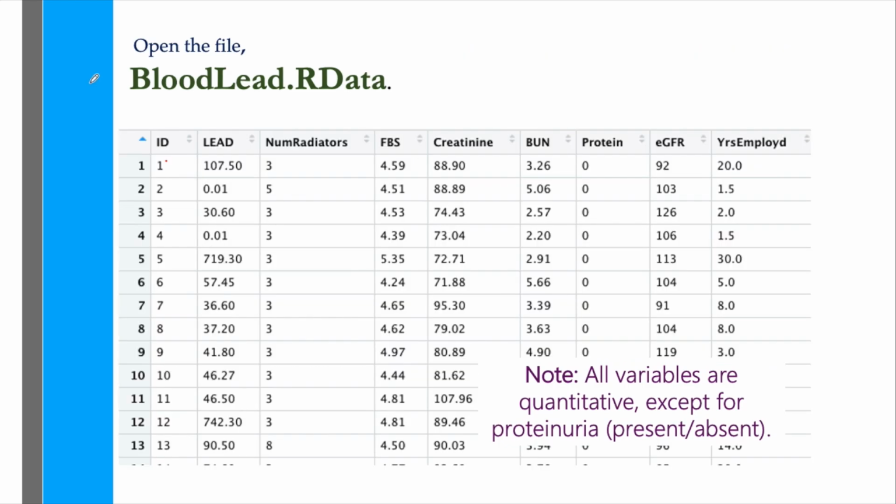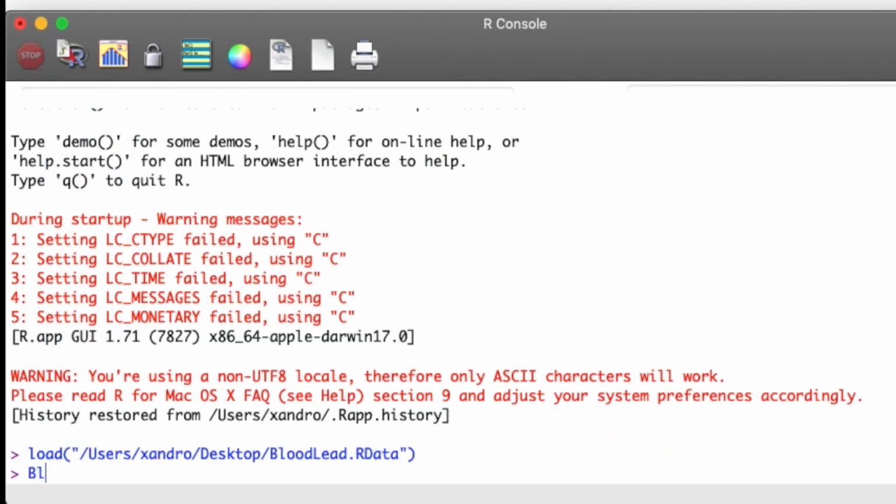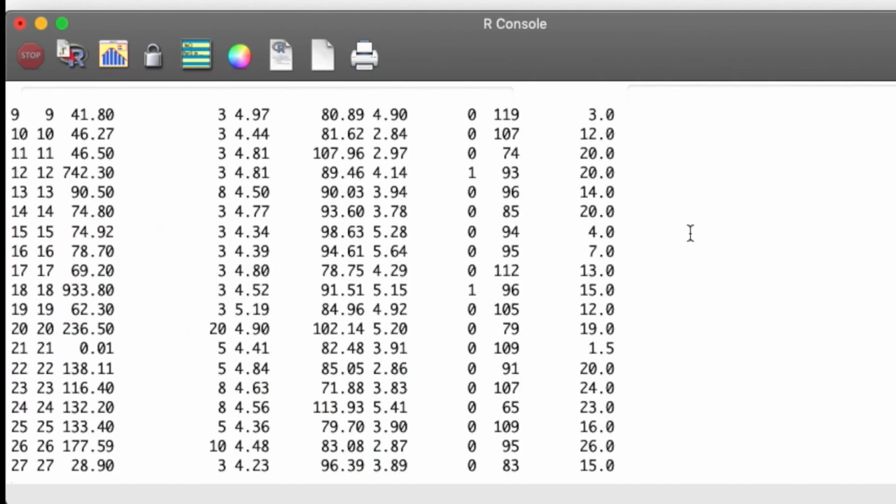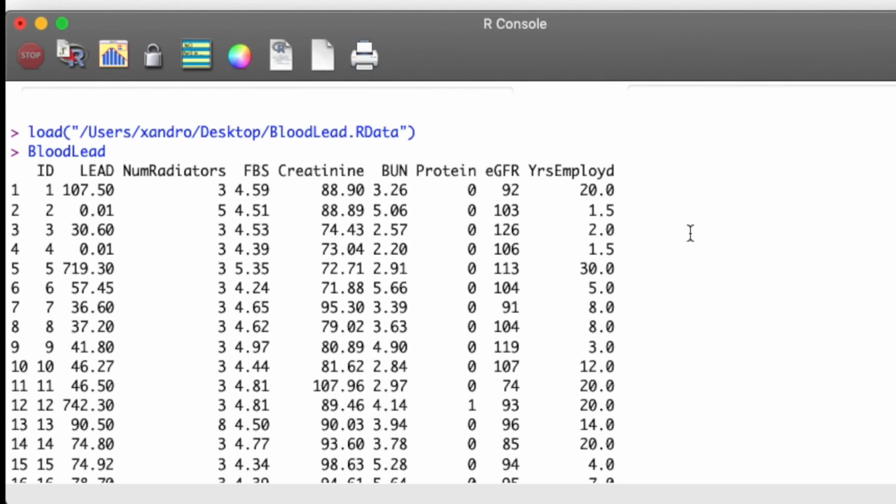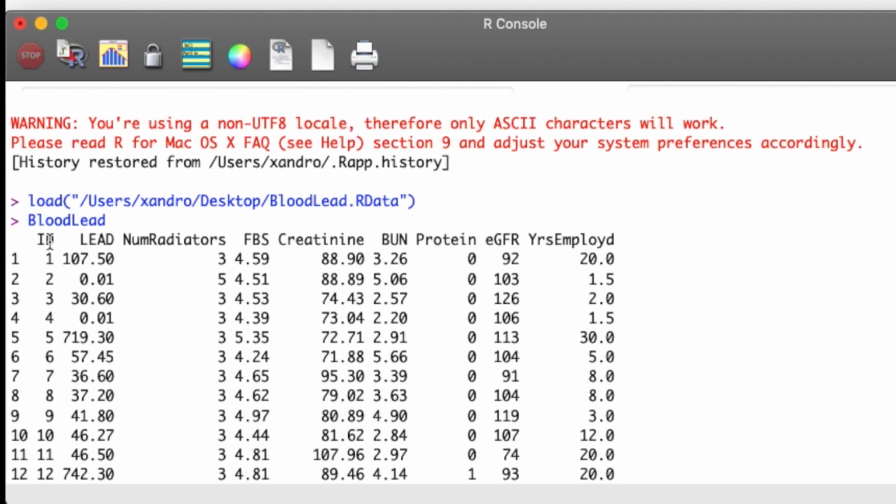Now, let's open the data, bloodled.r data. So we may take a look at the data by typing the name, bloodled. And here we see the 27 samples or the 27 radiator repair workers. So we have the ID, the bloodled, the number of radiators, the FBS, creatinine, BUN, protein, which is 0 and 1, eGFR, and years employed.